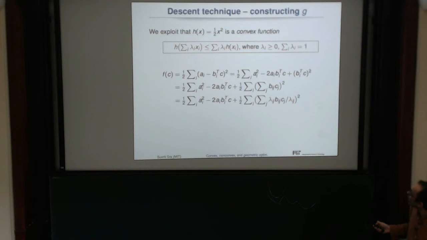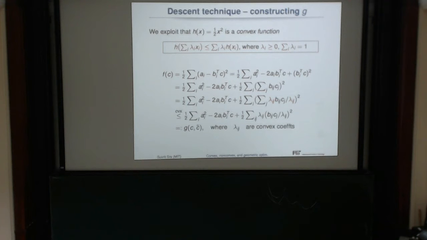Now, multiply and divide by those coefficients lambdas. Use convexity. This is your upper bound G. This is how I define G. So this is a generic way to exploit, if there is convexity of individual variables, to exploit convexity to build a bound.